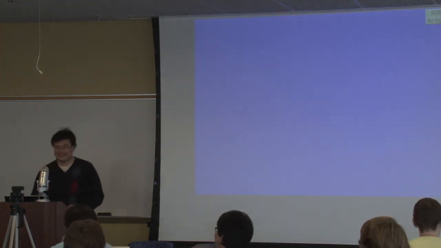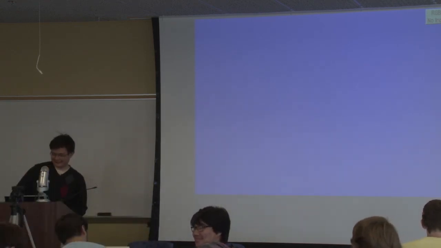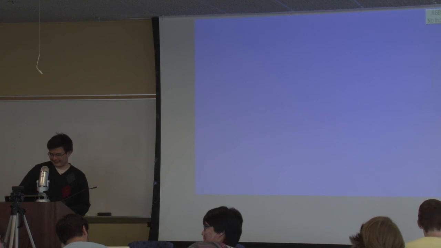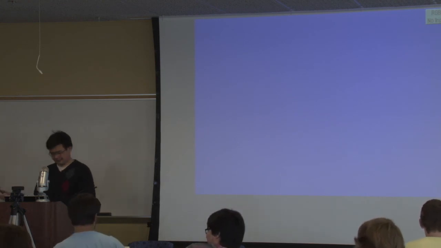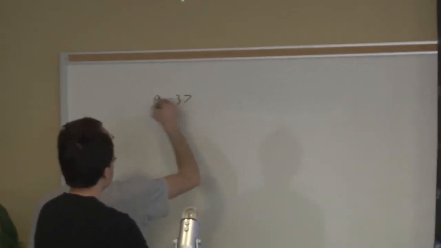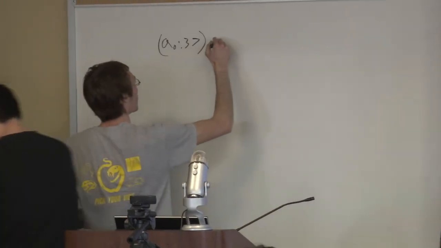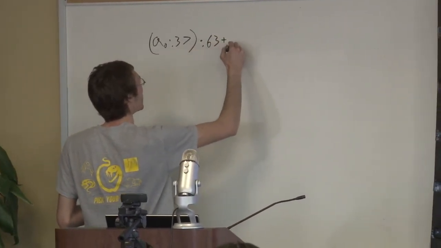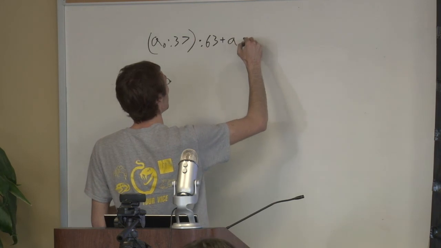Right, but someone has to do the work. Sure. Break down the rows. So what we're actually calculating here is A0 times 0.37 times 0.63 plus A12 times.